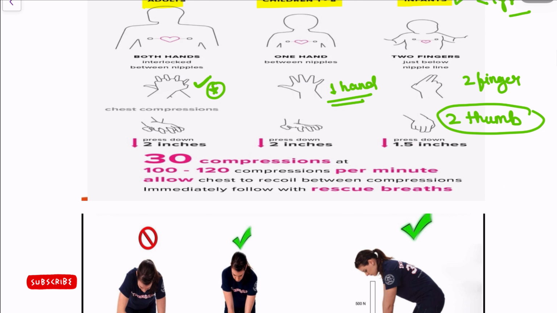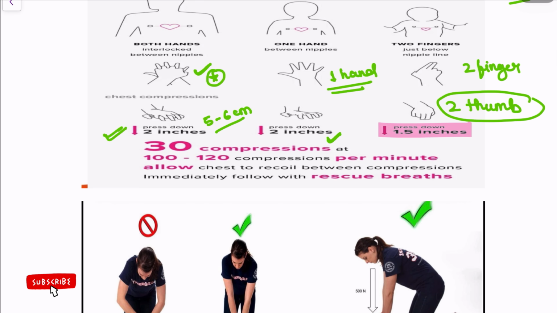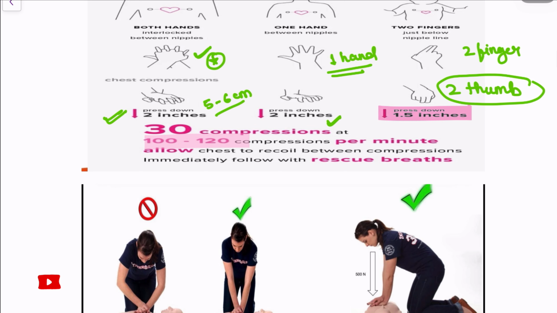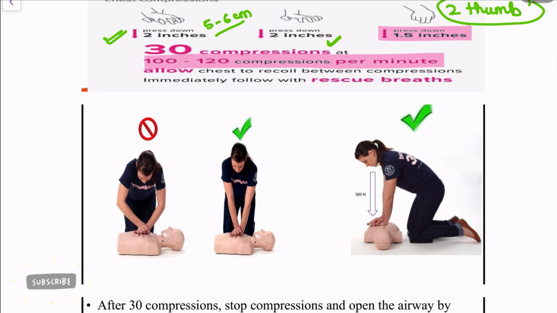And while compressing, in adults, we compress by 5 to 6 centimeter, that is 2 inches approximately. In children also, we can compress up to 2 inches. But in cases of infants, you press down 1.5 inches only, not much. And the compression rate should be 100 to 120 compressions per minute. It means 30 compressions should be given within 15 seconds. Then only we can complete 120 compressions in 1 minute.